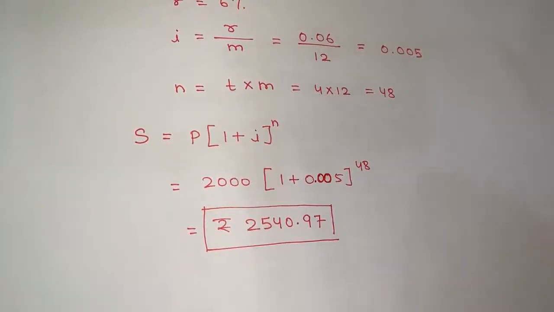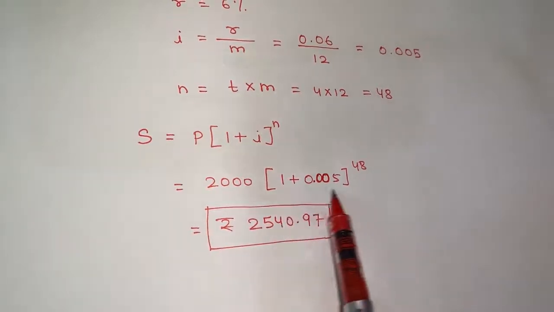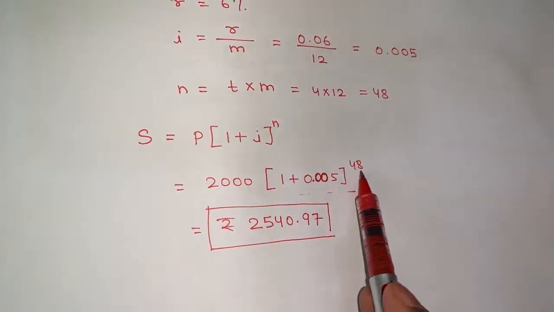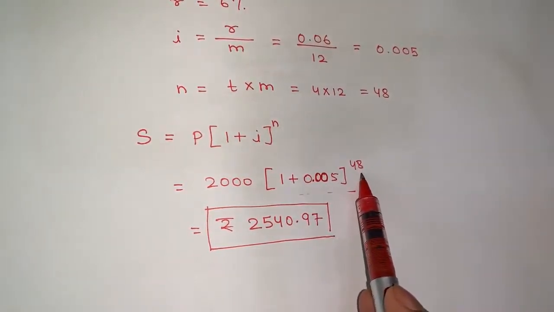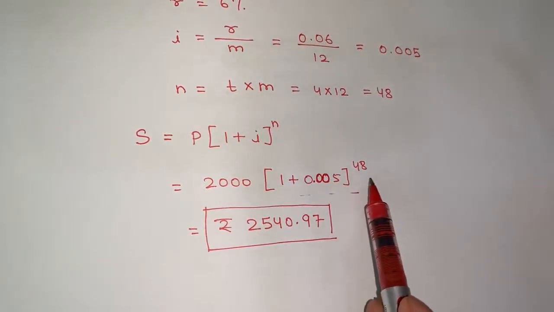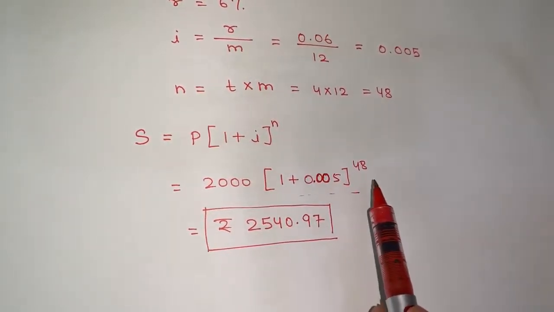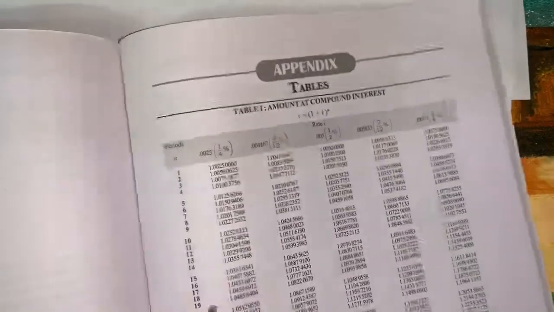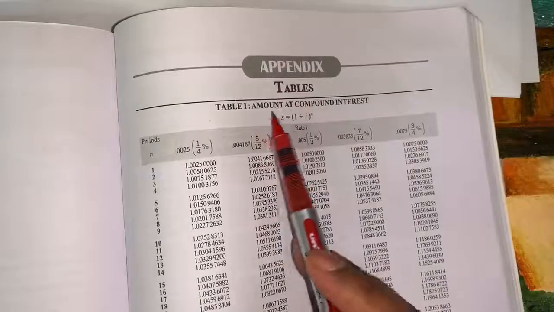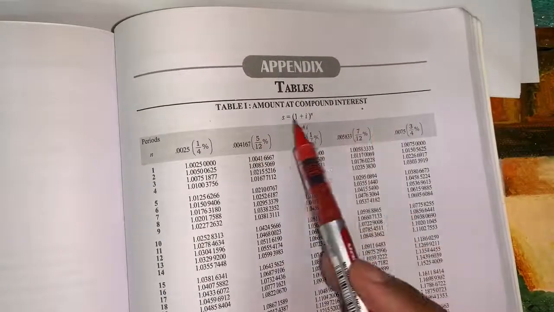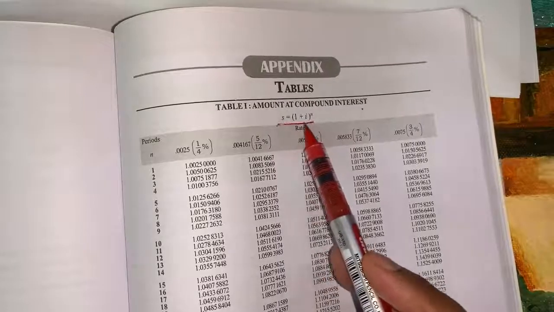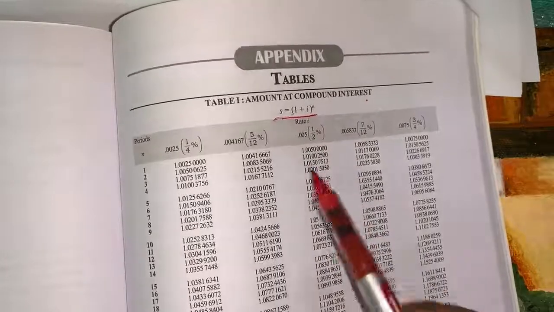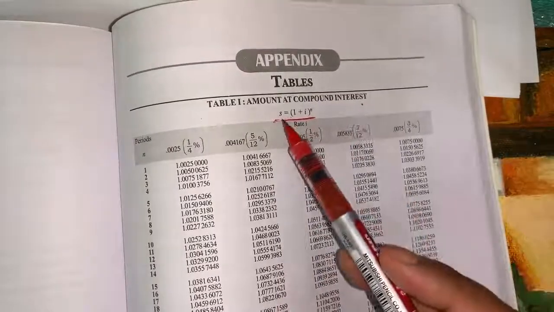Now the question that arises here is how to calculate this value. 1.005 to the power 48, you can calculate by a simple calculator, but it will take a lot of time. So rather than using a calculator, we will be using tables. What tables? Let's move towards the back side of the book. Here you will find tables of amount at compound interest. You can find the formula here. The only missing part in the formula is P, which means the value that you get here would be multiplied with P to get the desired amount.